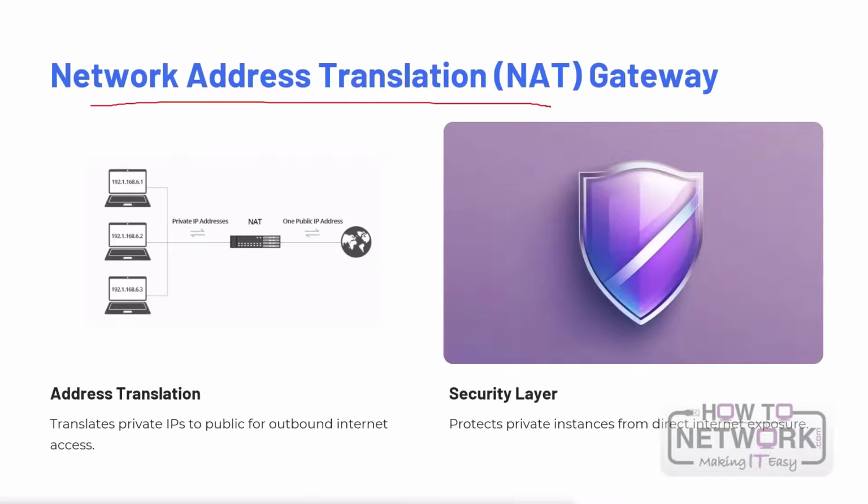NAT Gateway. Address translation, right? A NAT gateway translates private IP addresses to public IP addresses for outbound internet access. And this allows instances within the private subnet to access the internet without their private IP addresses being exposed to the public.